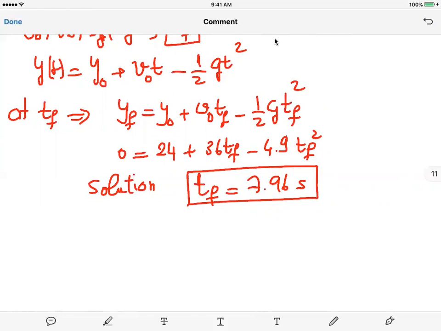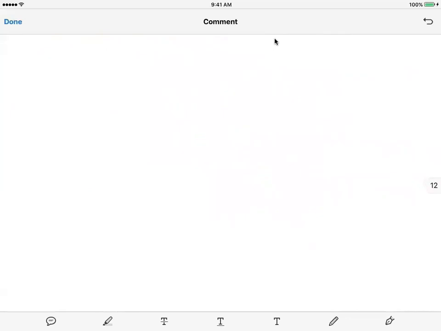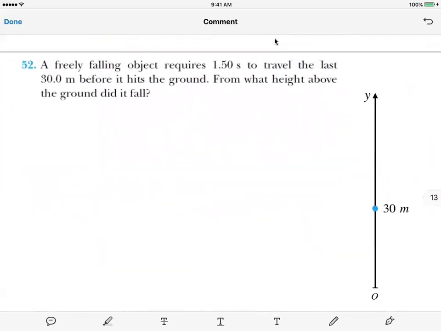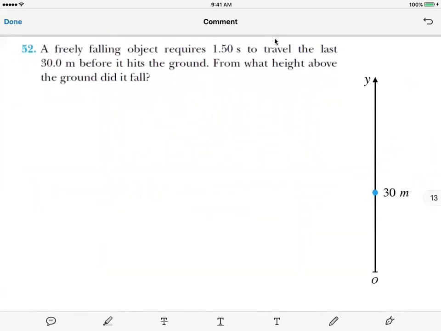So that's all about this problem. Let's move to another problem. Problem number 52, it's on page 54 actually. A freely falling object requires 1.5 seconds to travel the last 30 meters before it hits the ground. From what height above the ground did it fall?